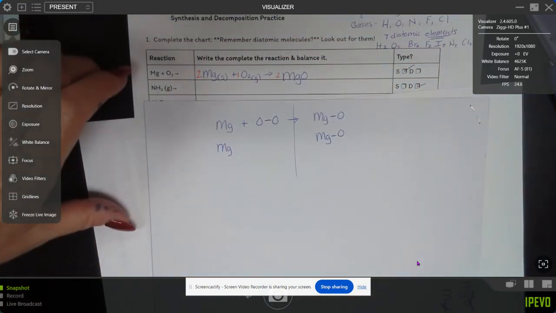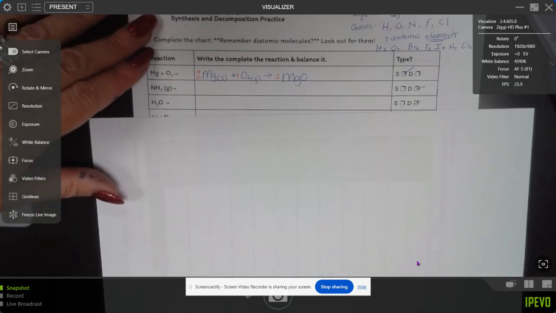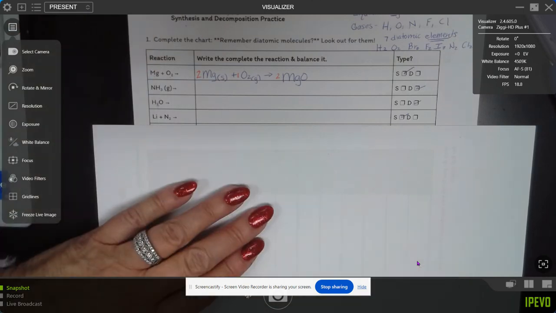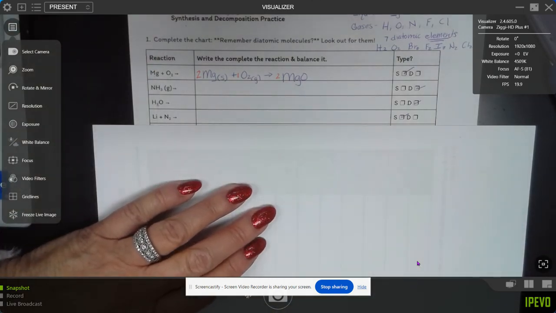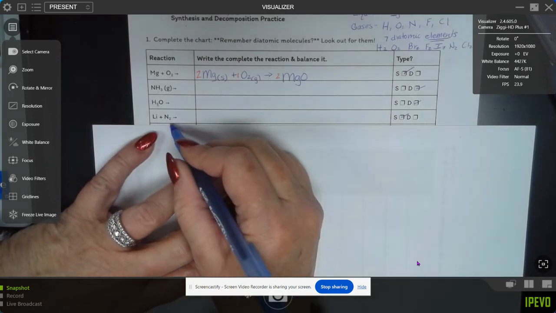Okay, next one. And we're going to jump down. We're going to do all the synthesis first, and then we will come back to the decomposition, just so we kind of practice everything together. Okay, so lithium plus nitrogen.